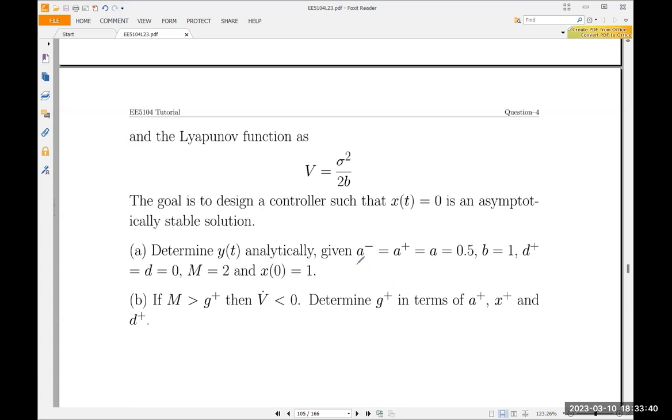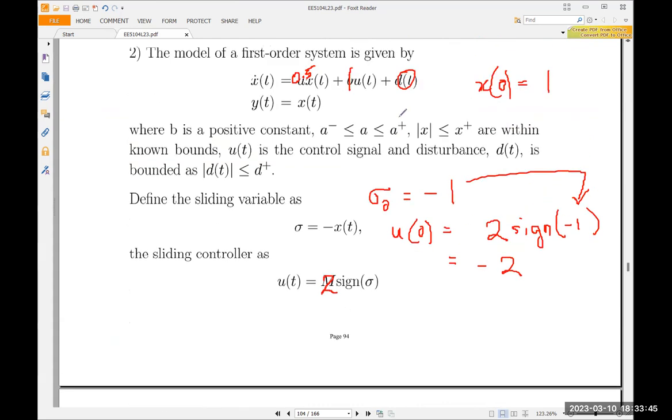Which means it varies from A minus to A plus. So A is between A minus and A plus. I don't know, maybe A minus is 0.2, A plus is 0.8 or what, we don't know. But there's a variation. And then the state X, the magnitude also has a bound. So there are variations in your plant now. Your A can vary between plus and minus. D also has an upper bound.